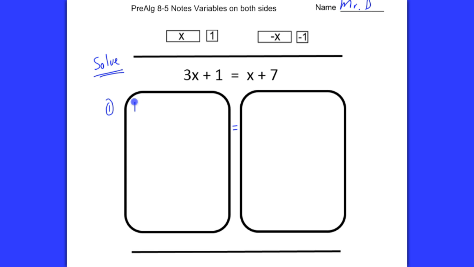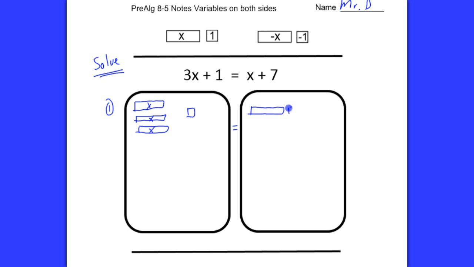So let's begin by quickly drawing the representation of 3x. Okay, so here's 3x. 1, 2, 3 rectangles, just like we learned earlier. And put a little x, x, x. So there's 3x, and there's also a 1. So that's 3x plus 1 on this side. And then over here we have x, so we just have one positive x on this side.